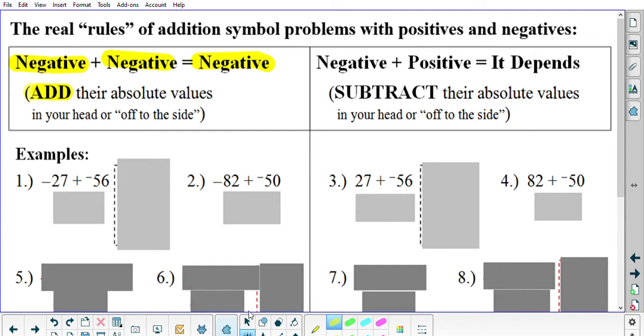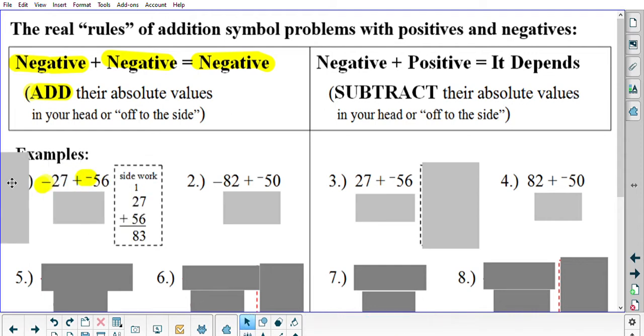And so take a look at number 1. I know it's already typed up for you. We clearly have a negative plus a negative, right? Here's the negative. Here's the other number being negative. And so what I did is I added in my head or off to the side. You're just adding their absolute values. You're dropping the negatives temporarily, adding in your head or off to the side. But then you're keeping the final answer as negative. Don't make your side work answer your final answer. Make sure you put the final answer underneath the original problems to hopefully force yourself to make sure you're putting the correct sign, in this case negative, on that final answer.